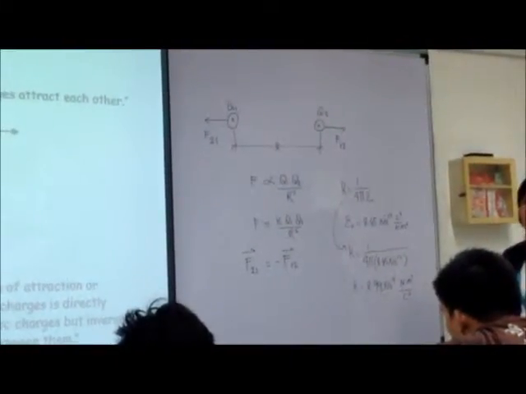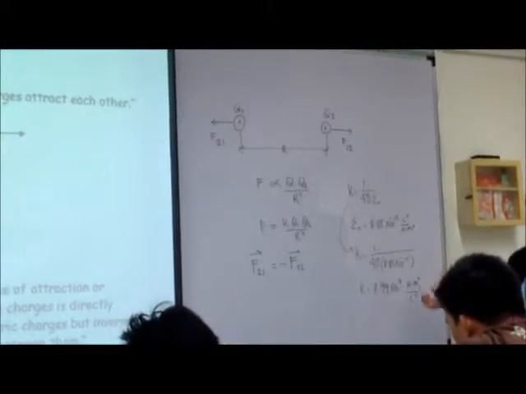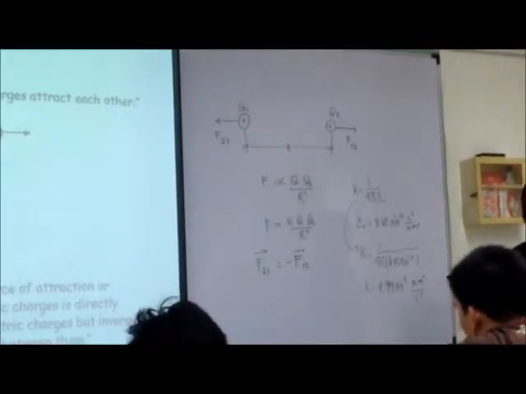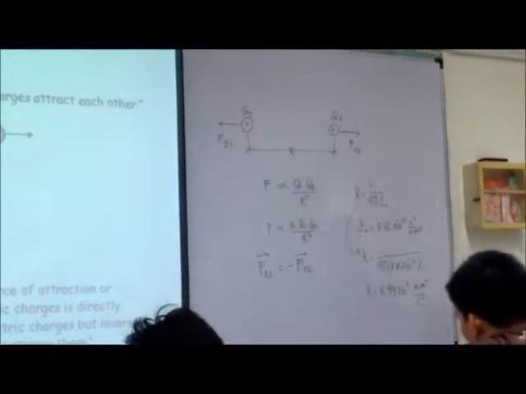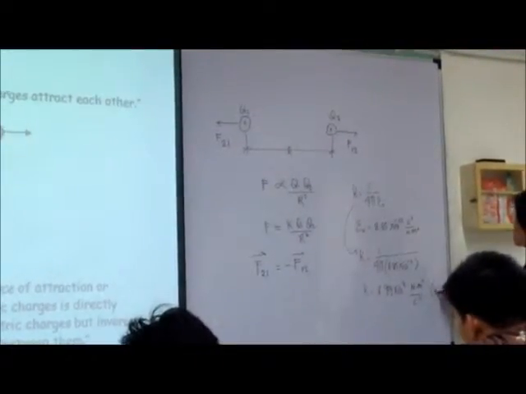Because that 9 times 10 raised to 9, that's the constant used by the other groups, like University Physics, where it's using 9 times 10 raised to 9. So this is the value in MKS.